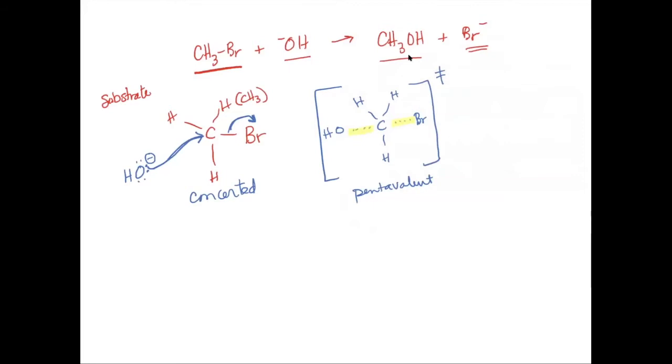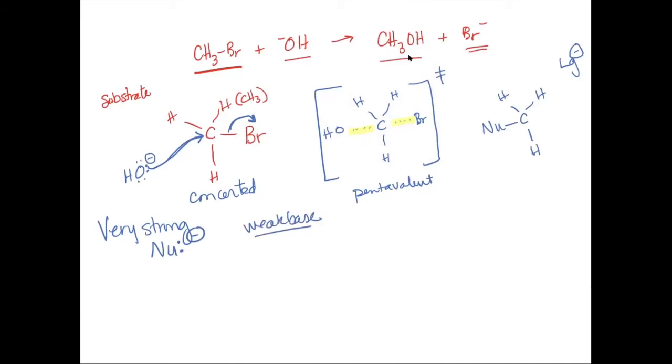If we look at our product, we still have carbon with the 3 hydrogens, but our nucleophile is now attached, and the leaving group is on its own. For an SN2 reaction, we need a very strong nucleophile for this to happen. As a matter of fact, we want the nucleophile to be charged. We want a negative nucleophile for SN2. The leaving group needs to be a weak base, but as long as it is a weaker base than the strong nucleophile, we should be good to go.